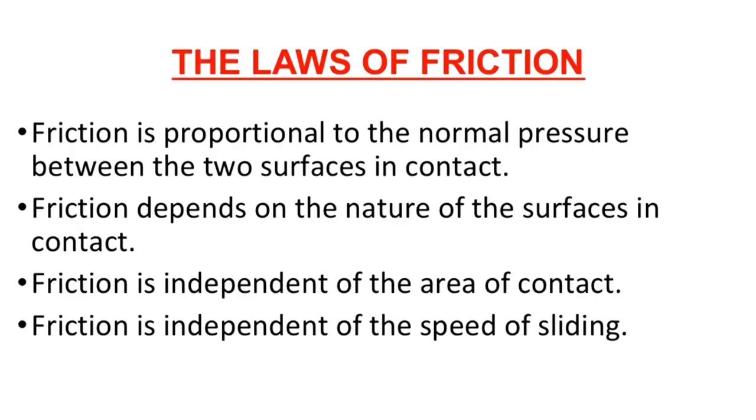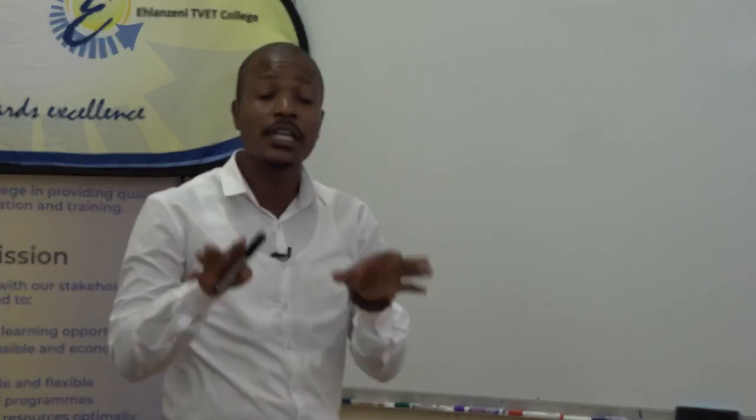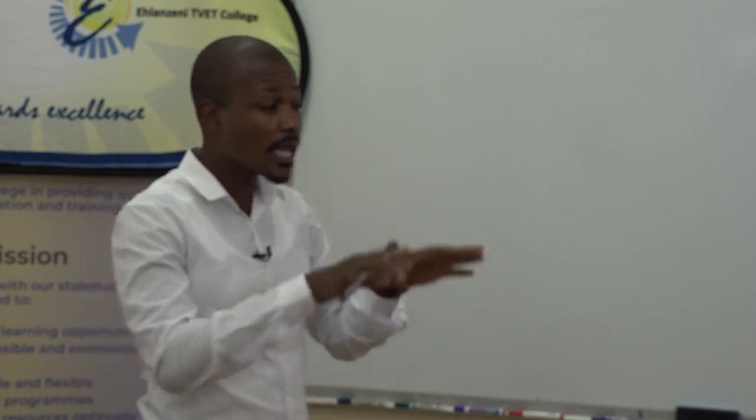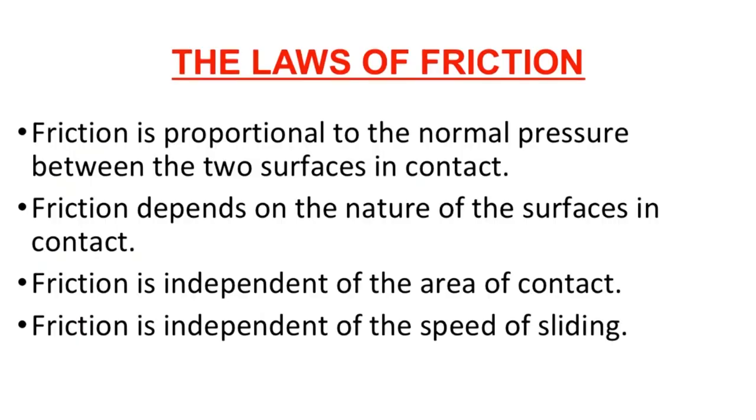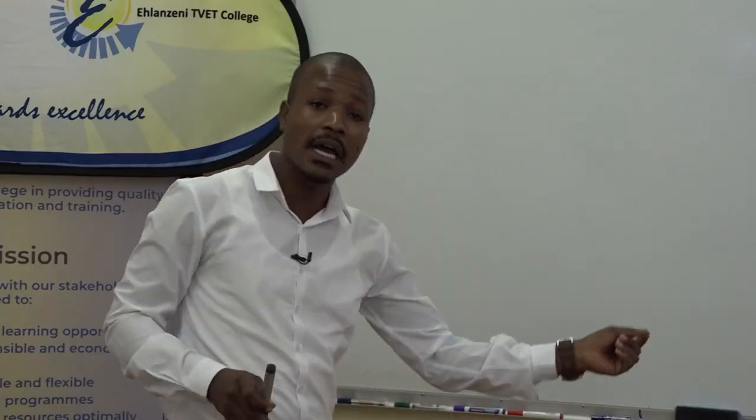But again, friction is independent of the area of contact. It doesn't matter how much area that particular object is occupying on that surface, as long as that object is in contact with a certain surface, friction will be there. Friction again is also independent of the speed. The speed with which the object moves doesn't mean the faster the vehicle, the greater the friction, or the slower the vehicle, the lesser the friction.